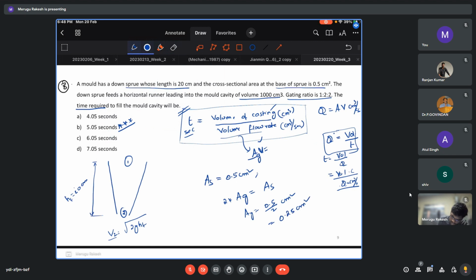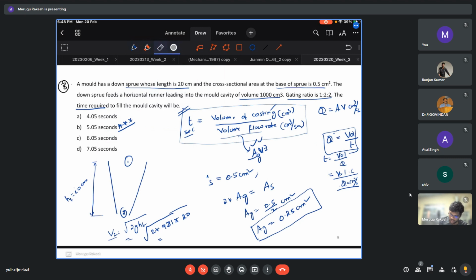0.25 centimeter square. That is the A gate area. Okay. So now we have gate area, we have velocity, that is nothing but square root of 2 into 981, since we are taking centimeter, into height is 20 centimeters. So we get V2 here, we got A gate here. If you keep it here, you will get volume flow rate, and you can get the time for it easily.